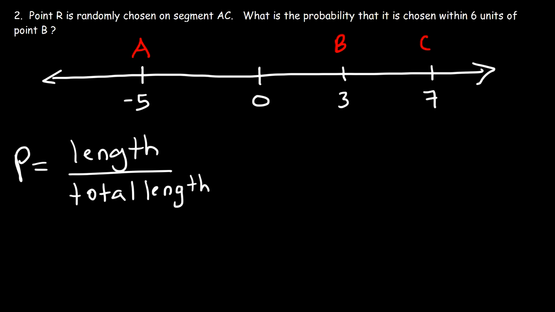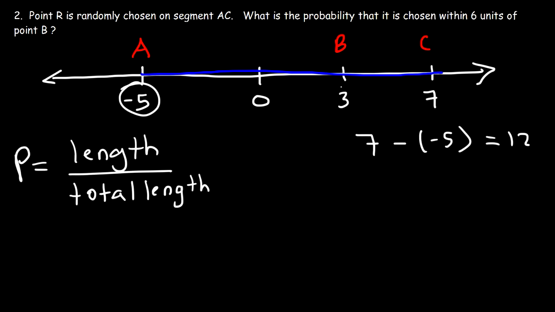Point R is randomly chosen on segment AC. So therefore, it has to be somewhere between A and C. That's the total length. To find the length of AC, take the final position and subtract the initial position. So it's 7 minus negative 5. So segment AC is 12 units long. These numbers represent the position on a number line and not the actual length of a segment, as in the last example. So now that we have the total length, we can calculate the probability.